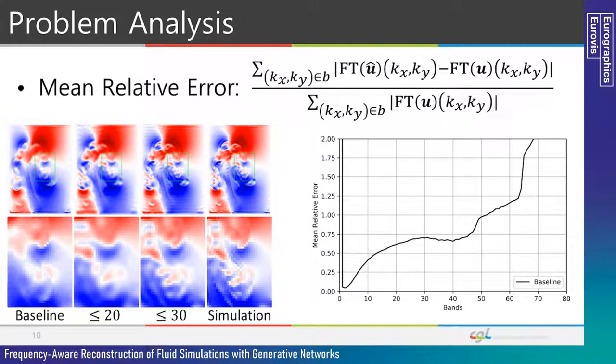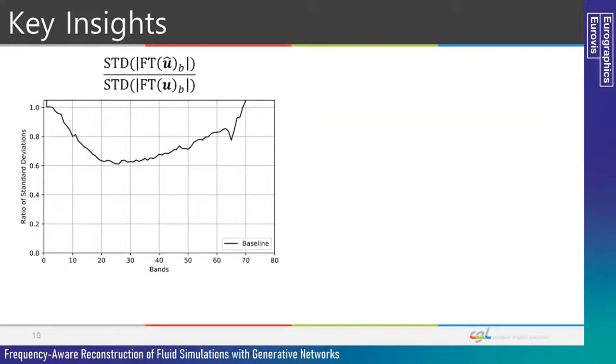If we plot this over all our 80 bands, we get a curve that looks like that. If we remember from the left side that the highest frequencies are not really important, but already reconstructing accurately the bands between 30 and 40 is more than enough. We know that the right side of the bands of 40 to 80 can be disregarded, and we can focus on the left side of this graph.